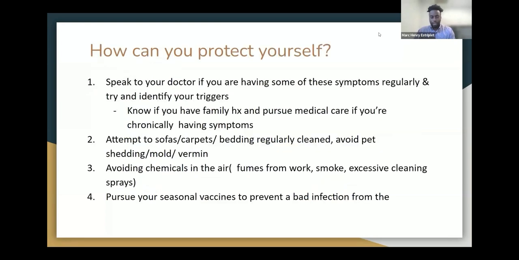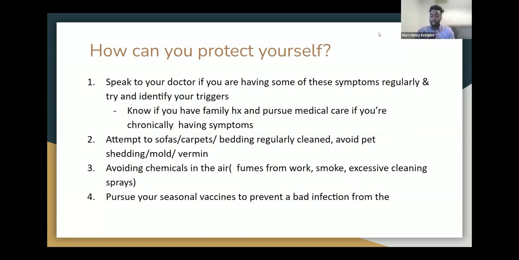Also connected to this bigger picture is how you can protect yourself if you were to have potentially asthma, allergies, or whatnot. First, again, is to talk to your doctor if you're having these symptoms regularly and jot down when and how you're having these symptoms. In conversations with your provider, you can talk and identify triggers. One thing that could be helpful, if you know you have a family history or you think you might have a family history, is to pursue that information and provide that to your provider.